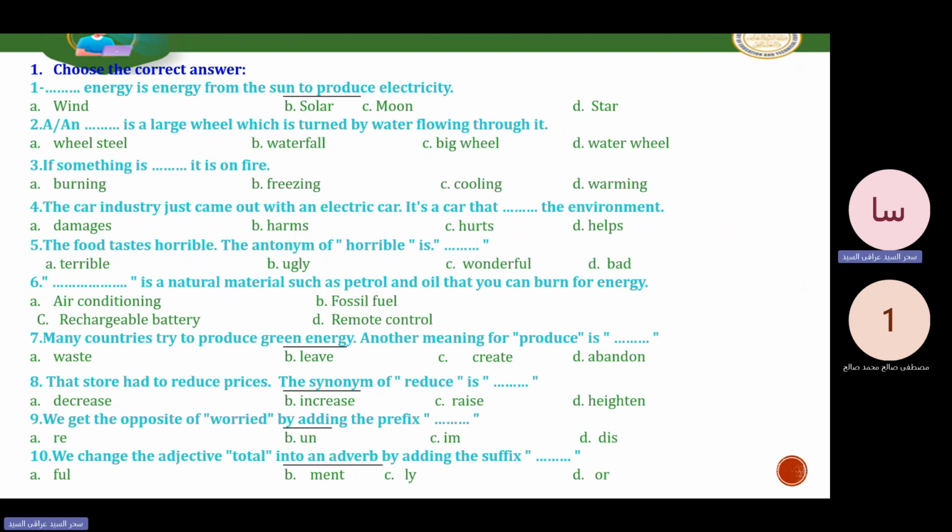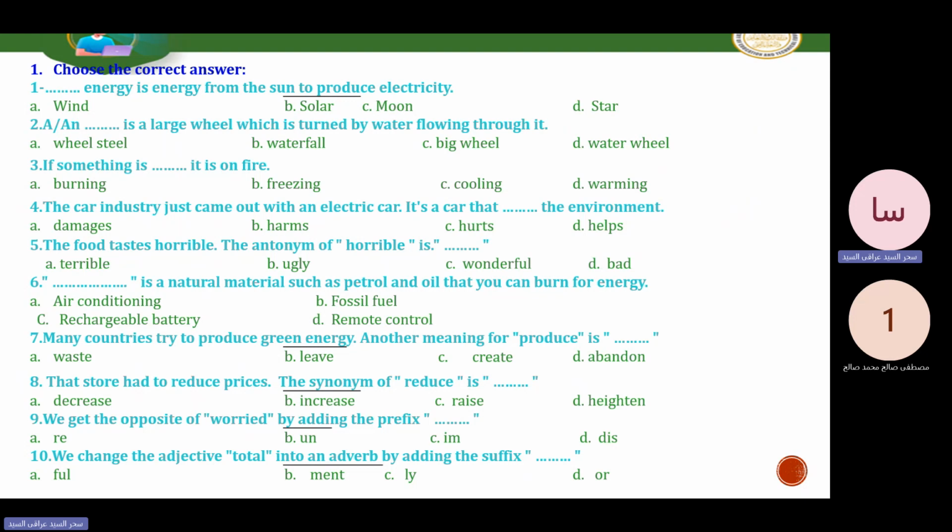Now we are turning to another point. Our unit is talking about the problems that our world faces and how to solve these problems to save our country and to save our world as a whole. Okay, now we are going to have an exercise concerning the vocabulary.